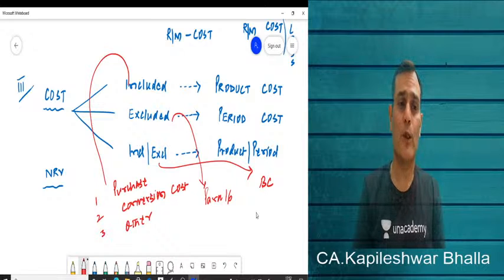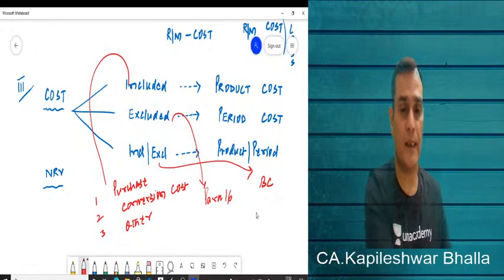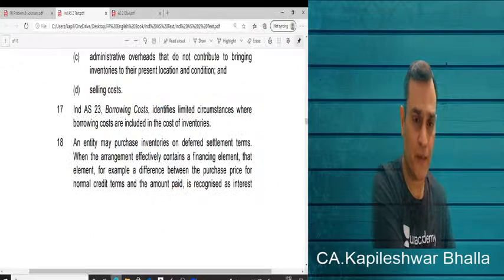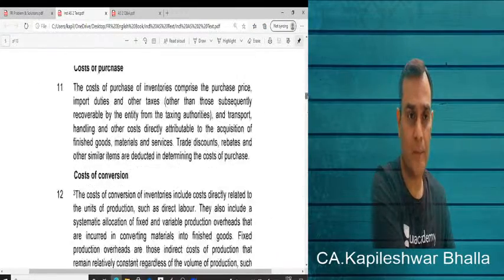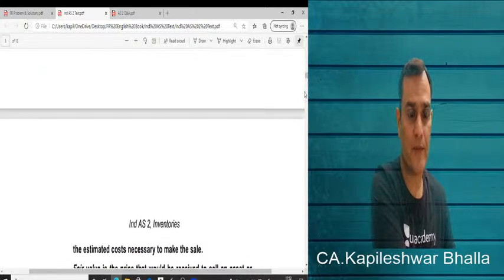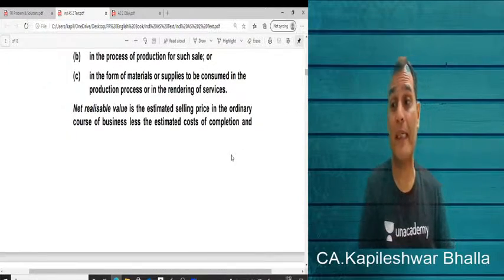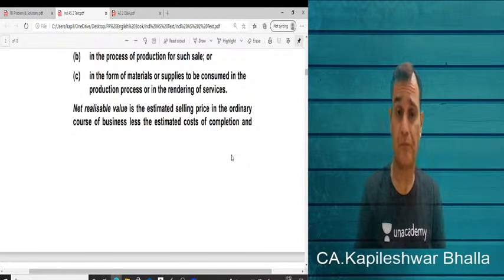I think now a little word on the concept of NRV. So let's do one thing. Let's take you to the definition of net realizable value in para number 6, where we are given the definitions. So let's have a look at the definition of NRV, that's called the net realizable value.